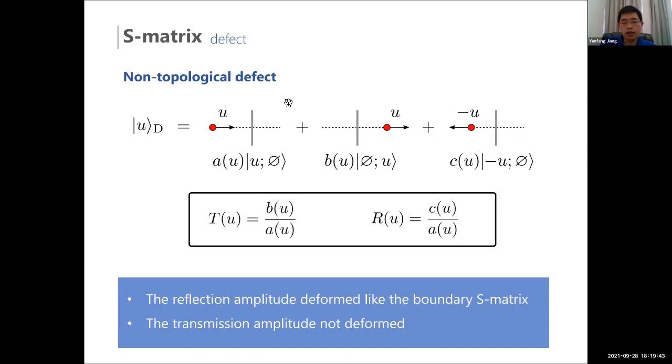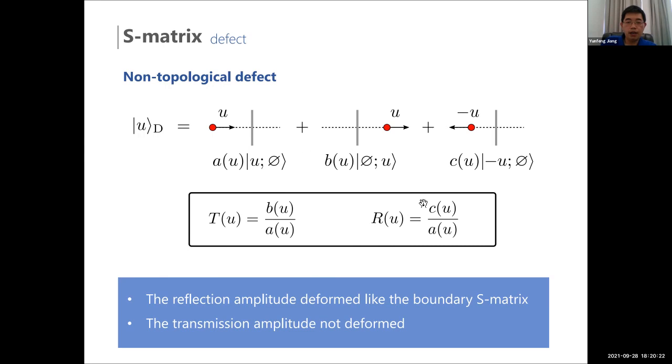On the other hand, for the non-topological defect, you have this kind of state. You can go through or you can be reflected. And then you have the transmission and reflection amplitudes. So going through the same computation, we find that the transmission amplitude, which is the topological part, is not deformed. But the reflection amplitude, which is the non-topological part, does get deformed. And it gets deformed in the same way as the boundary S matrix. So this is a nice result.